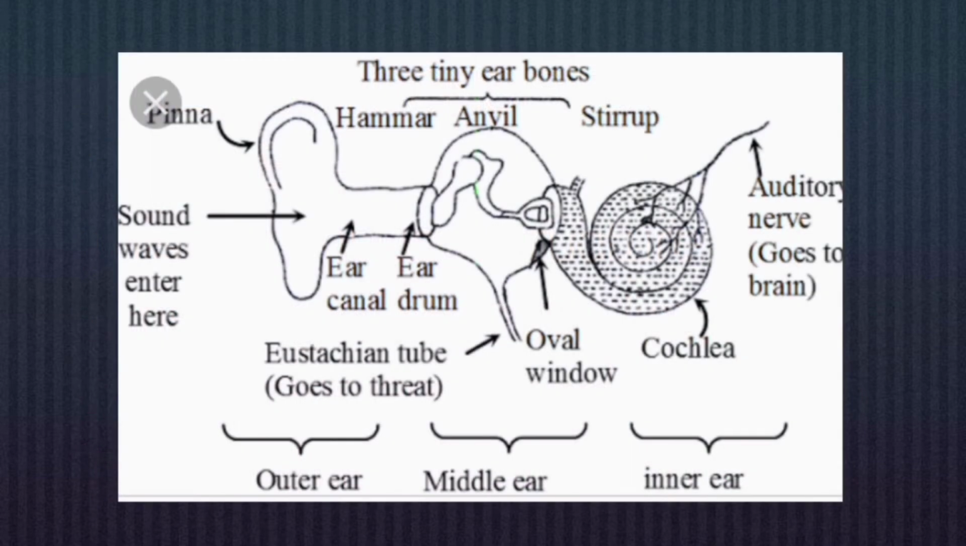Now, let's have a look at the structure of the ear. The ear mainly consists of the outer ear, middle ear and inner ear.